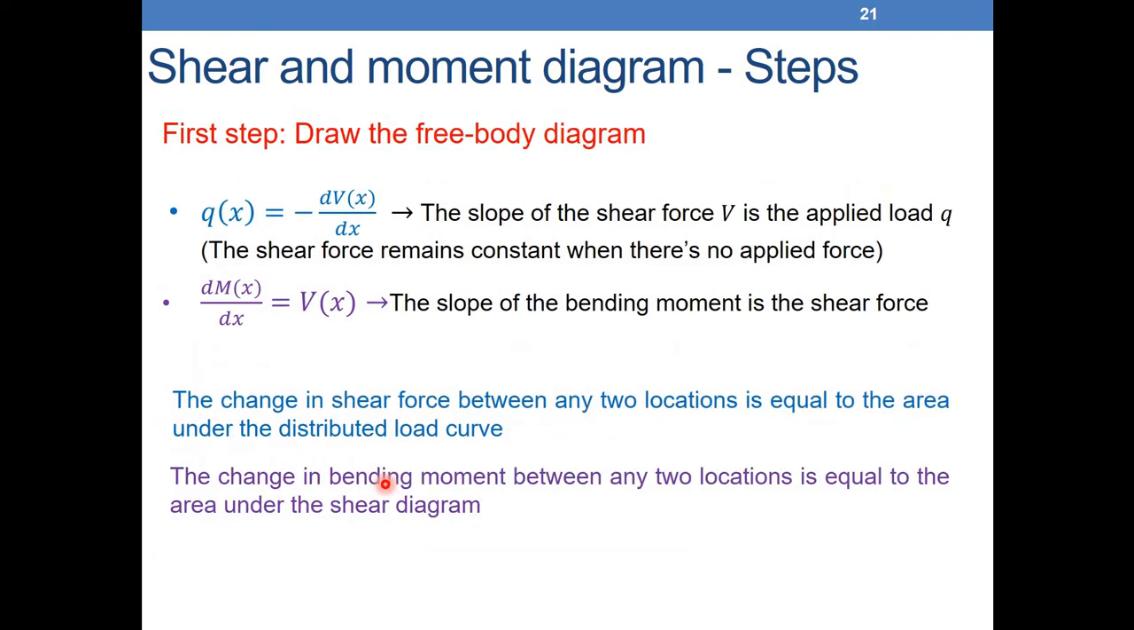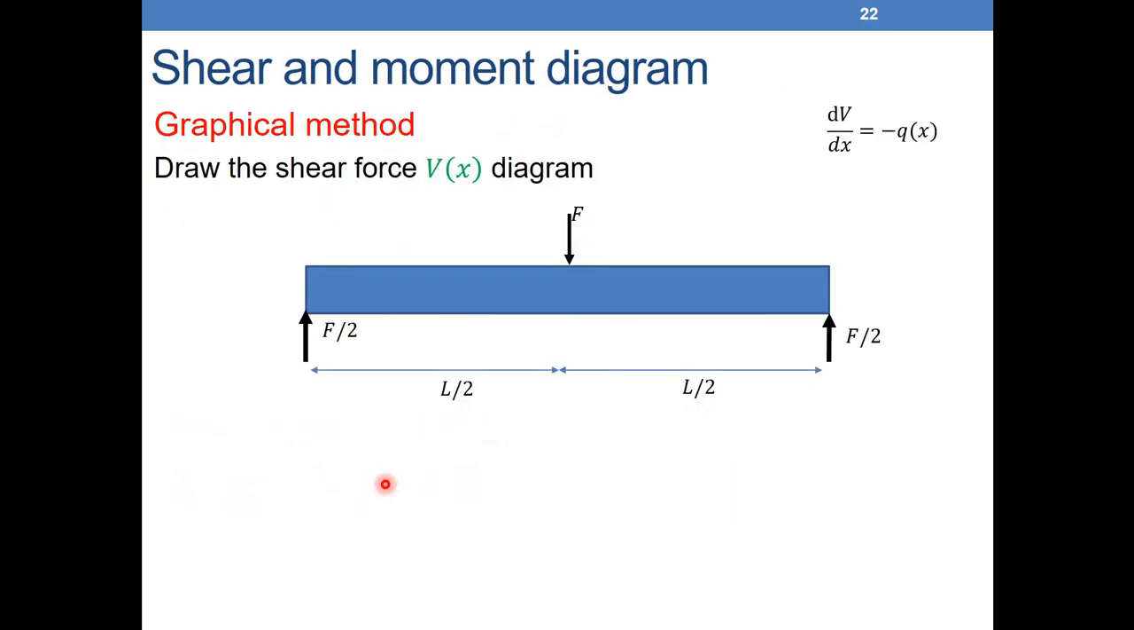So let's take the first example that we just did and see how we can apply these six relations in order to draw the shear force diagram. Directly here, this is the example we just had. I have F over 2 here, F over 2 here, and a force F in the middle. Without making a cut, this is the relation that we know: dV over dx is equal to minus q of x. So q of x is the external load.